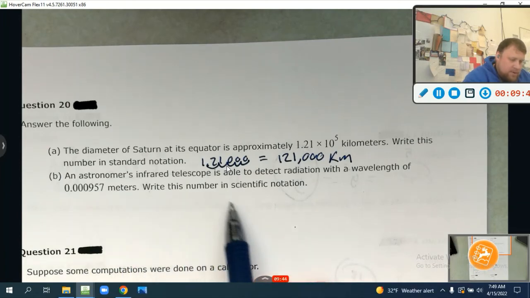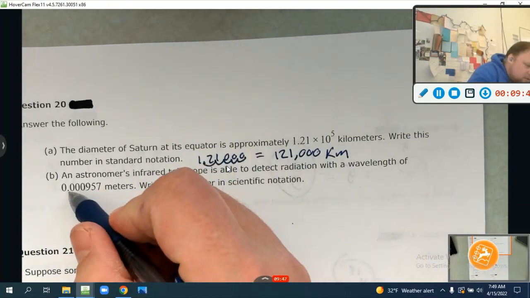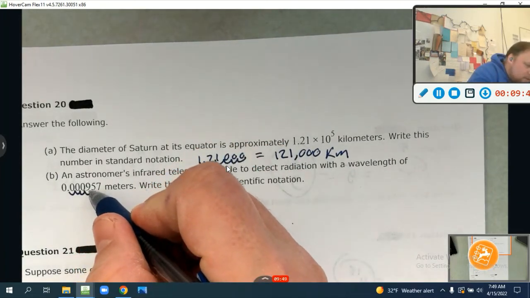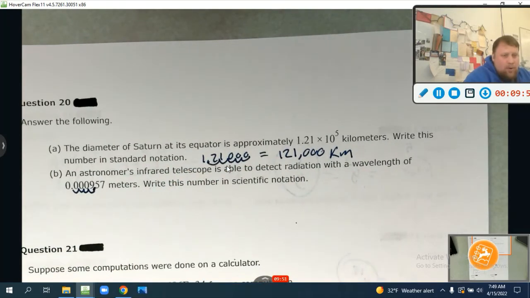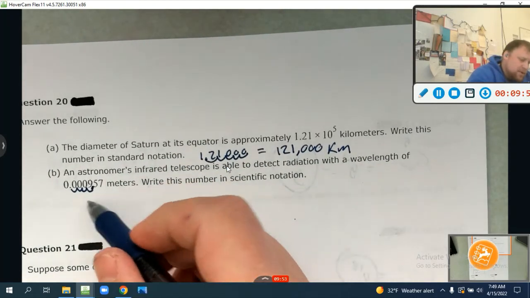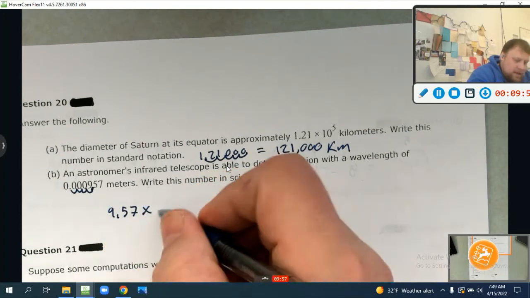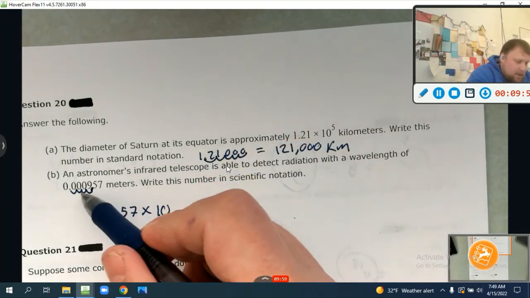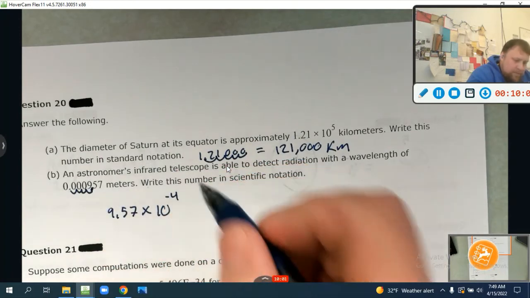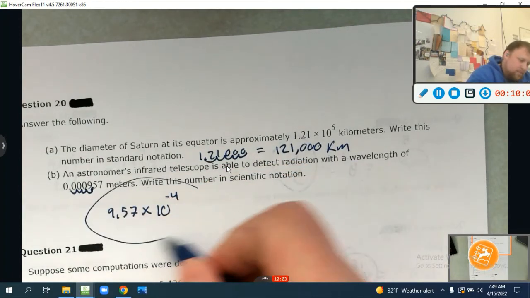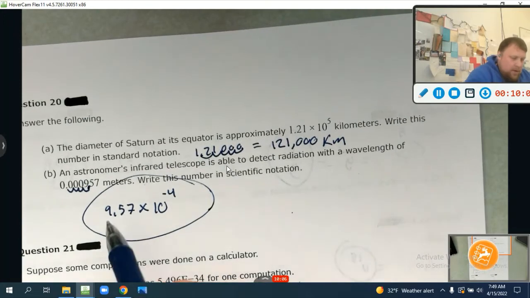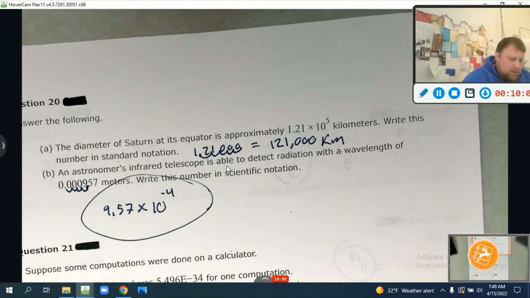An astronomer's infrared telescope is able to detect a radiation with a wavelength of 0.000957 meters. Write this number in scientific notation. So we've got to move this over 1, 2, 3, 4. And since I had to go to the right, this is going to be a negative exponent, so it's going to make it look bigger. So this will be 9.57 times 10 to the negative 4. That way I move it left to change it back.